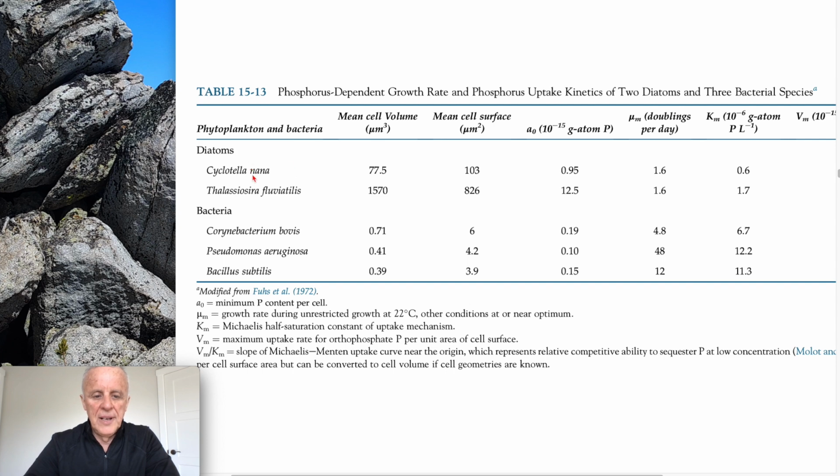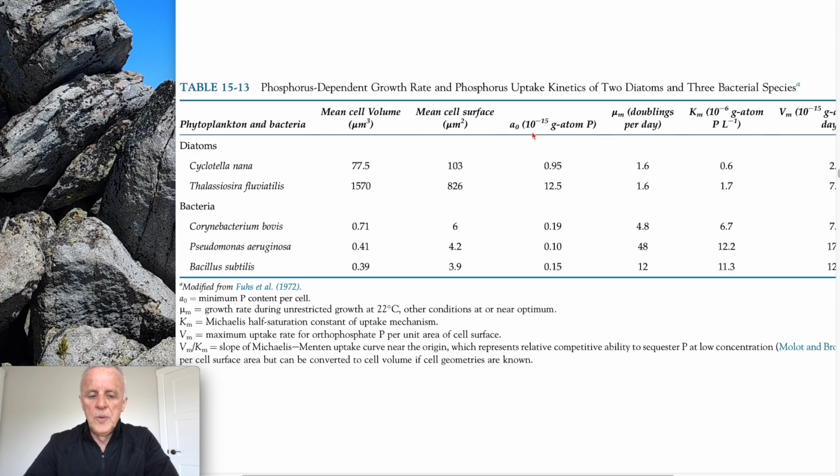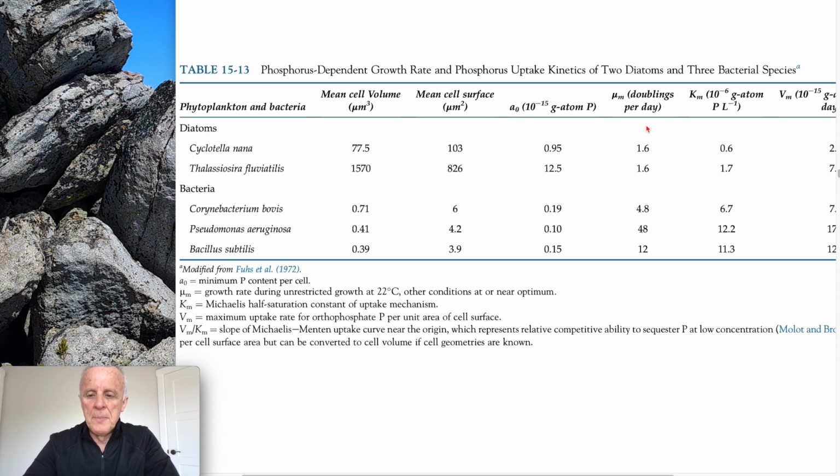Table 15-13: phosphorus-dependent growth rate and phosphorus uptake kinetics of 2 diatoms and 3 bacterial species. So the diatoms are on the left here, Cyclotella and Thalassiosira fluviatilis, and this is the Cyclotella nana. So we have mean cell volume, mean cell surface, A0, which is the minimum phosphorus content per cell, micromolar, the growth rate during unrestricted growth at 22 degrees centigrade, Km, which is the Michaelis half-saturation constant of the uptake mechanism.